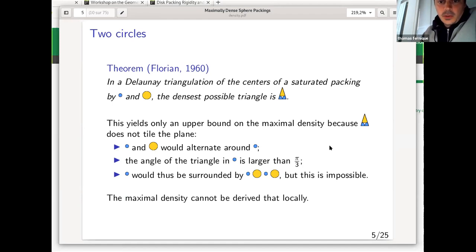So if you want to prove a maximal density for some specific case, you have to be not that local, to not only consider a single triangle to prove the maximal density inside a single triangle.